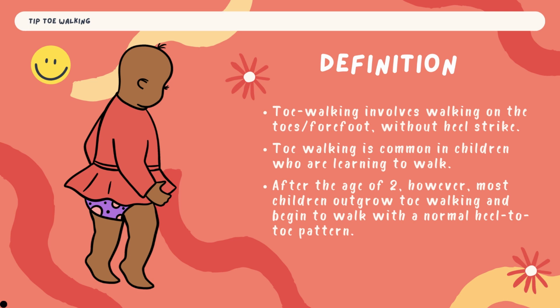So, tiptoe walking or toe walking involves walking on the toes or forefoot without using their heel strike. Toe walking is common in children who are learning to walk. However, after the age of 2, most children outgrow toe walking and begin to walk with a normal heel to toe pattern. So, in the next slide, I will show the example or the illustration animated video of how children usually toe walk.